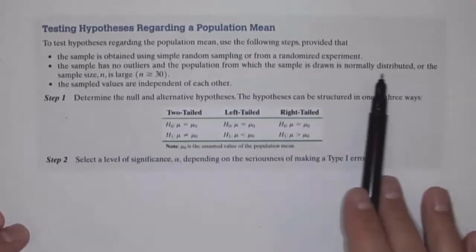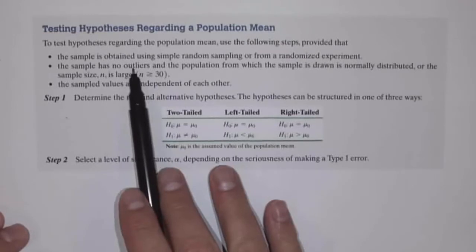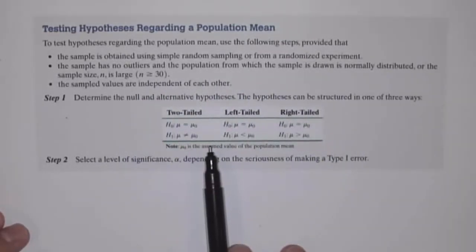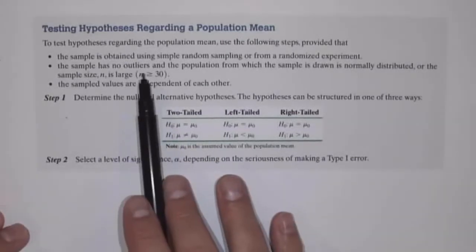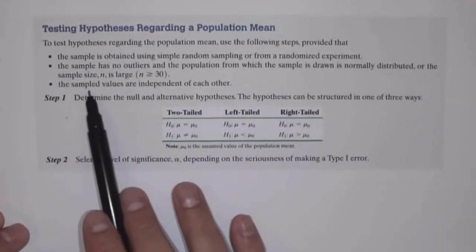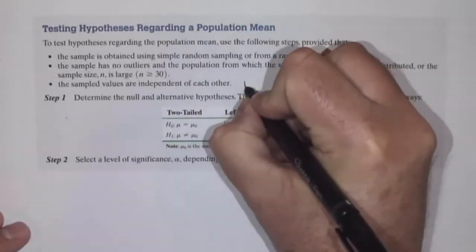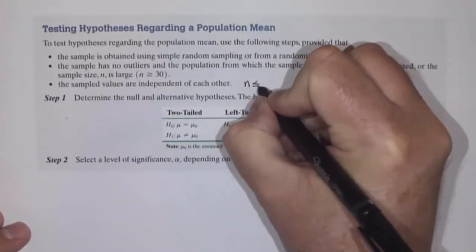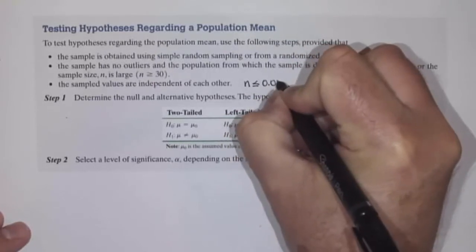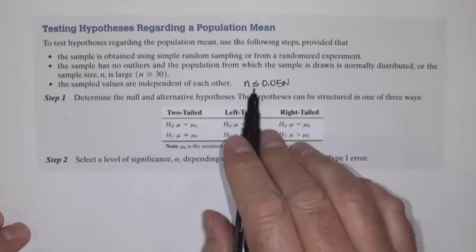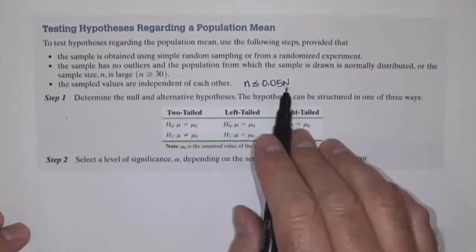So again, we need to have a normal distribution. So either we have to verify that the population is normal, or we have to have a sample size of 30 or more, just like with confidence intervals. And the sampled values have to be independent from each other. And so again, the way we're going to test that is that the sample size needs to be less than 5% of the population. So n, the sample size, is less than 0.05 times uppercase N, the population size.